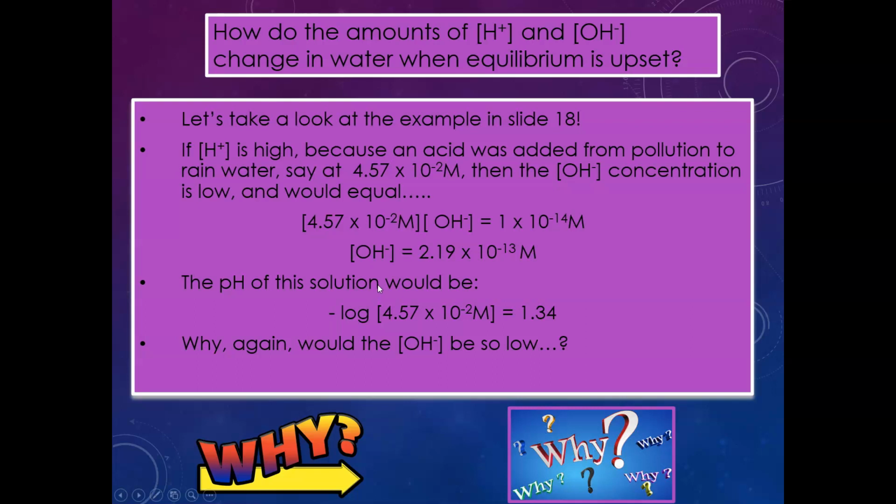So how does the amount of the hydrogen ion and the hydroxide ion change in the water when we upset the equilibrium? If we go back and look at our example from earlier, if the hydrogen ion concentration is high, that means that there's been an acid added from pollution. So that would mean we had some pollution added to our rainwater. That gives us the concentration, the molarity. Our hydroxide concentration would be lower.